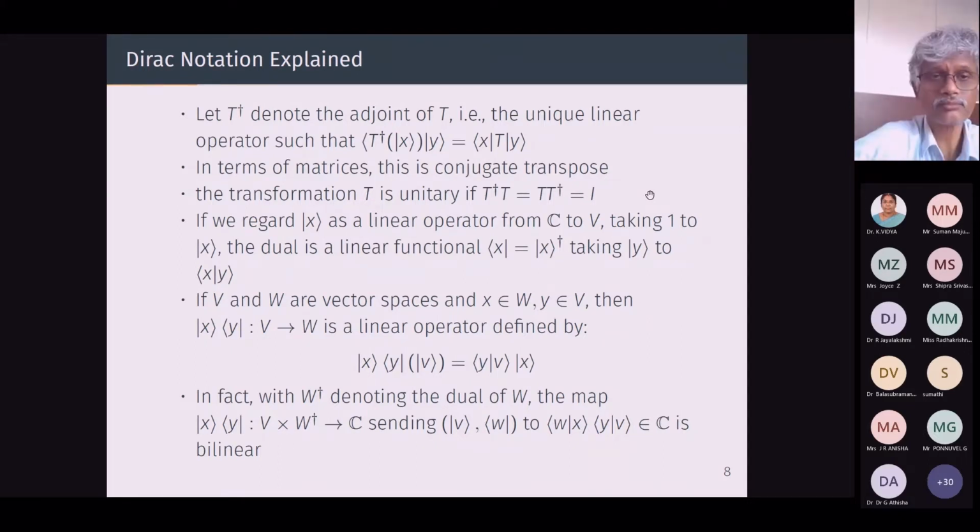If V and W are vector spaces, with X coming from W and Y coming from V, then we can talk about the ket of bra.